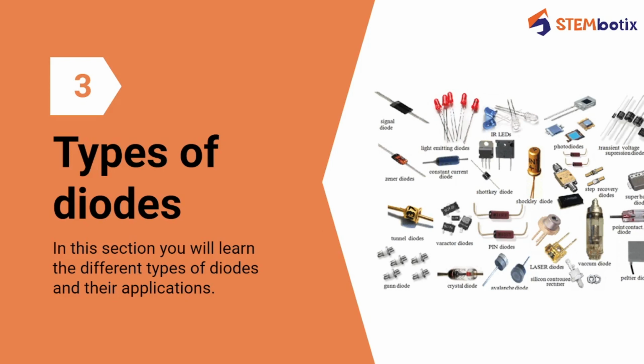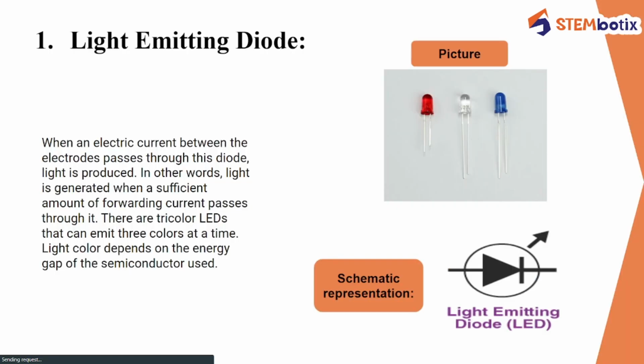Now let's move forward to the third part of this lecture, which is types of diodes. In this particular section, we will see the different types of diode which are majorly used. From the list, first we have light emitting diode. Basically light emitting diode performs the task of emitting light. The name itself suggests that it is a diode which emits light. The main function of this diode is to generate light whenever there is a current flowing through it. When an electric current passes between the electrodes of this diode, light is produced.